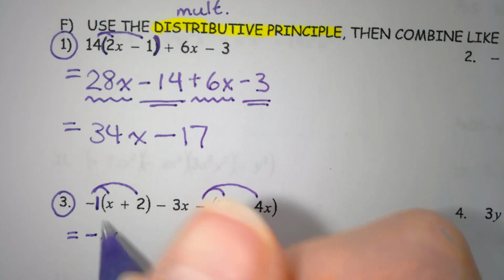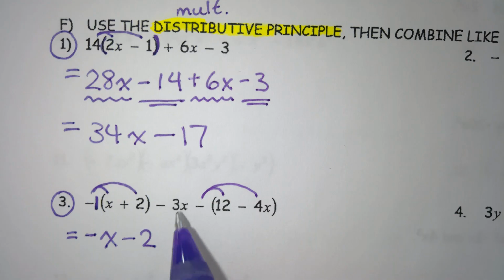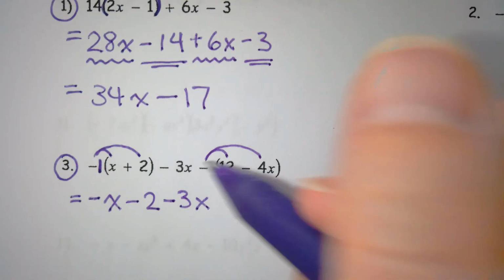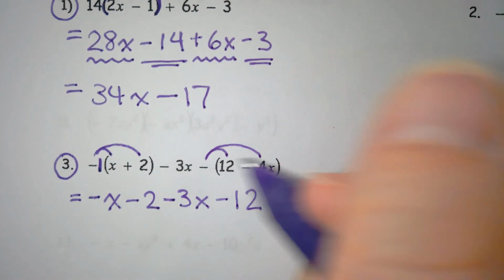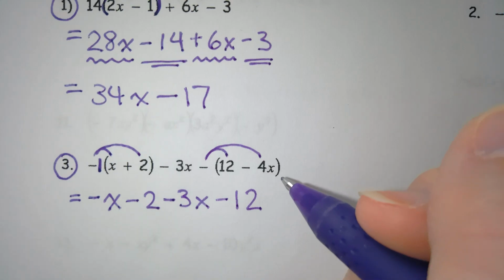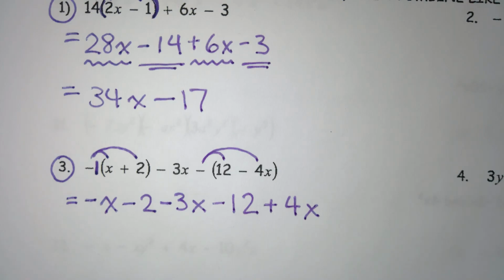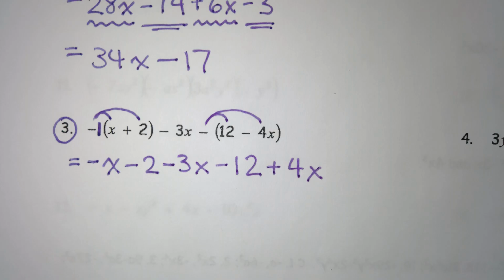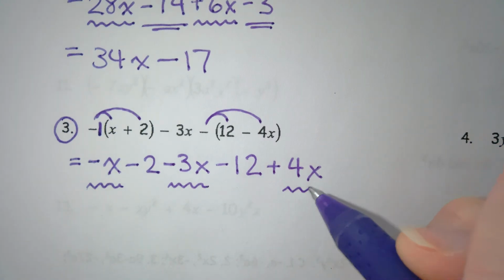Yep. Negative 1 times 2. Negative 3x, I didn't do anything with it, so I just copy it straight down. Negative 1 times 12. And then negative 1 times negative 4x. Excellent. Okay, remember two negatives make a positive? Okay. Now collecting the like terms. These are my like terms.